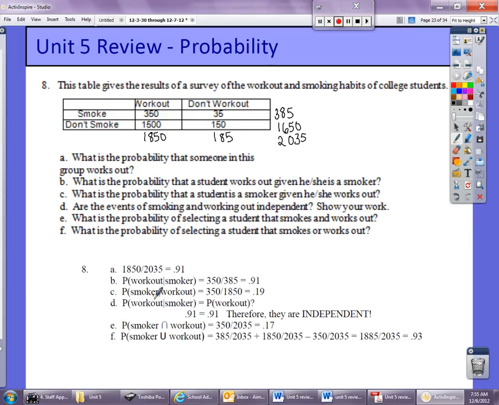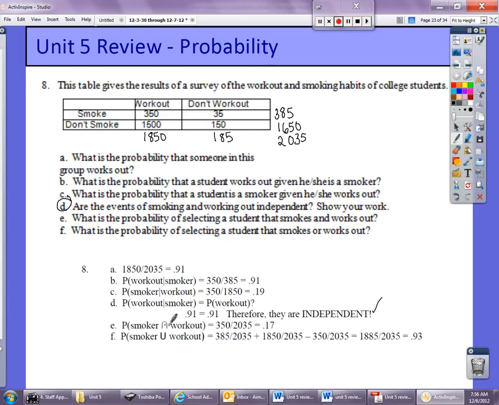Then you want to do the opposite, smoker given workout. So the probability of smoker and workout, we already said, was 350. Probability that somebody works out is 1850. Simplify, you get 0.19. For proof of independence, you need to show that this is true, and therefore when you take the workout given smoker and the probability that they work out, they end up being the same. So they are independent.